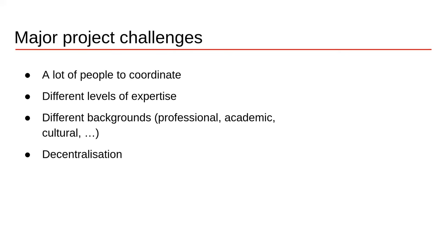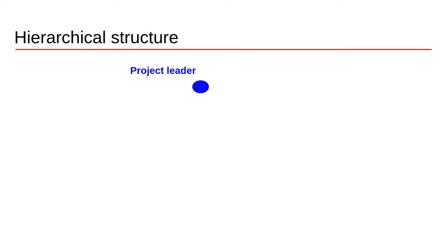First of all, a lot of people to coordinate, more than 150, as you've seen. Different levels of expertise. Some people were professionals, others academics, others were just amateurs or bachelor degrees with different backgrounds. And the other big problem was decentralization. Now, how did we manage all of that complexity? I'm going to try to answer that in this second section, organization.